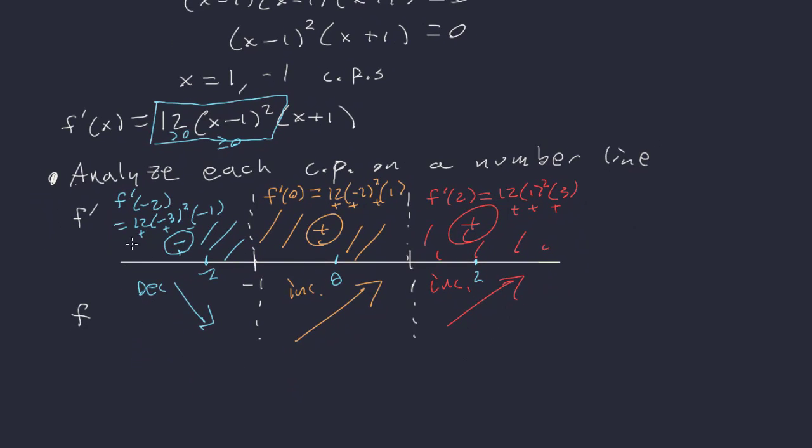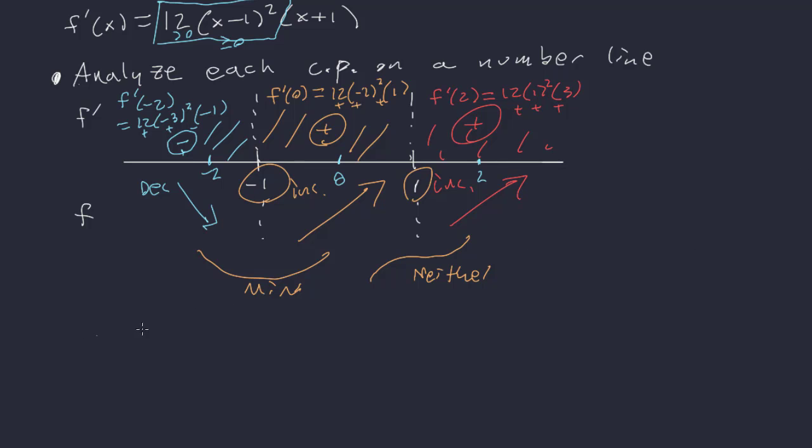So what we have is that the function goes from decreasing to increasing at negative 1. So this is a minimum. However, here at 1, we're going from increasing to increasing. So we probably have something like that instead. So this is neither a max nor a min. So f has a local minimum at x equals negative 1. f is decreasing.